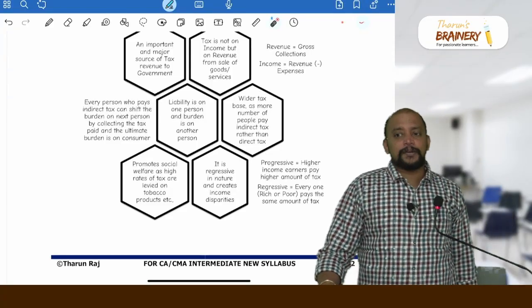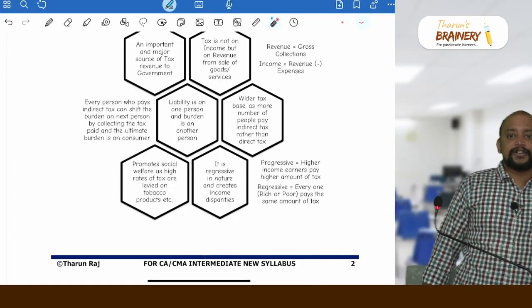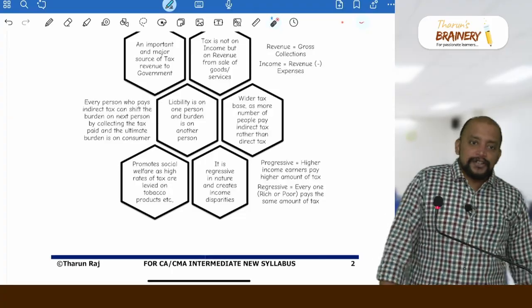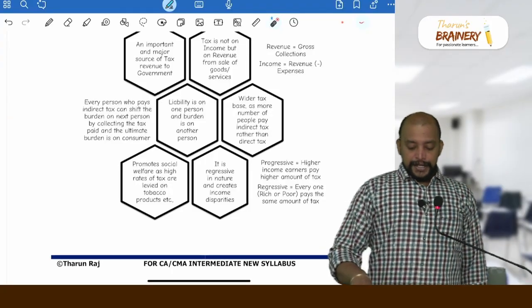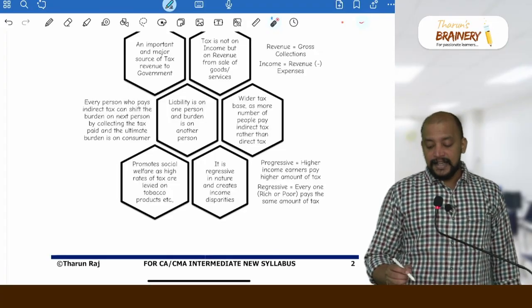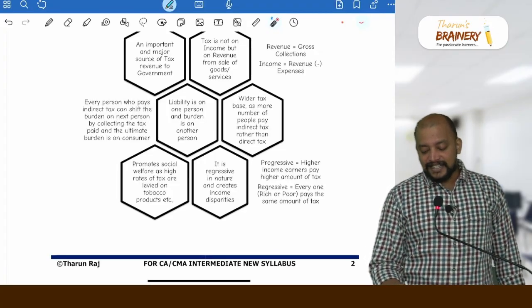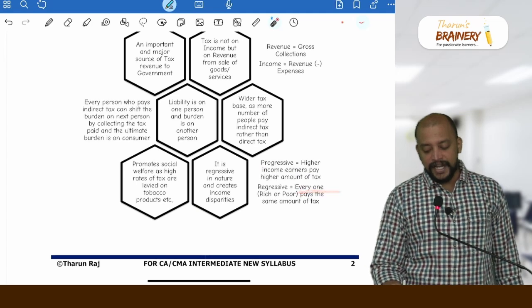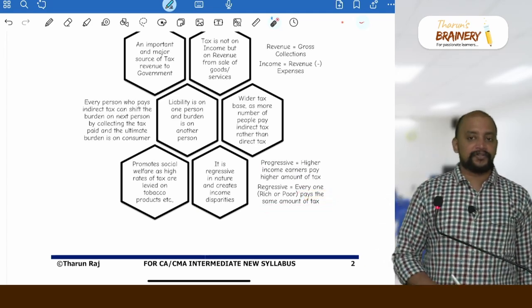Is it good or bad? It's bad, because that is where you are creating the disparity. On every person you are collecting the same amount. So it is regressive in nature and creates income disparities. Whereas direct tax is progressive, meaning higher income earners pay higher tax. Regressive means everyone, rich or poor, pays the same amount of tax.